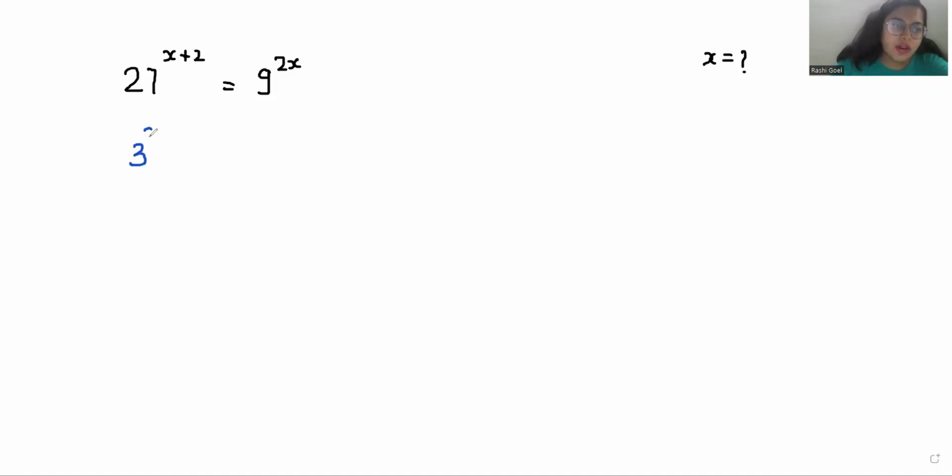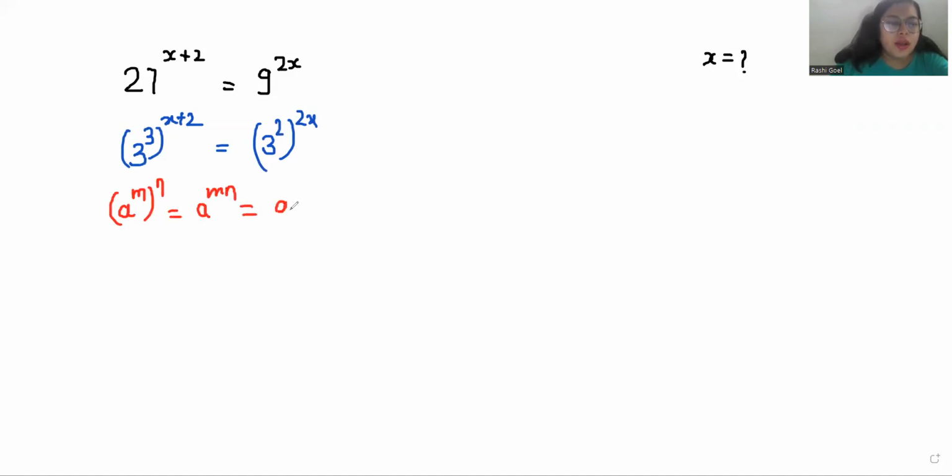So 27 we can write as (3^3)^(x+2) equals 9, which we can write as (3^2)^(2x). Now the exponent rule: (a^m)^n we can write as a^(mn) or a^(nm). So I'm going to use this rule here.